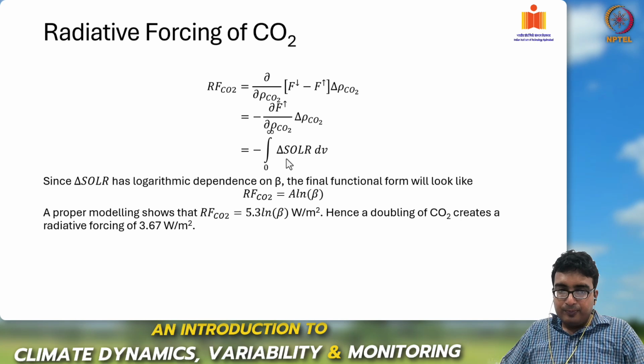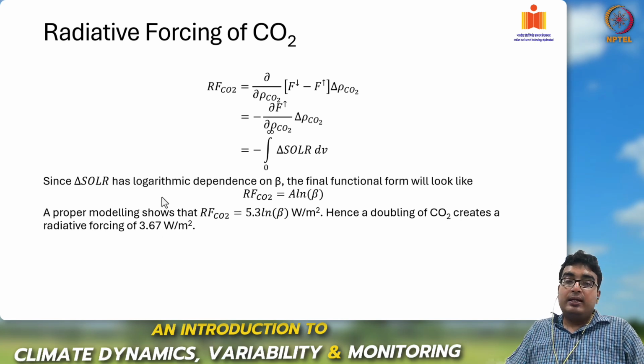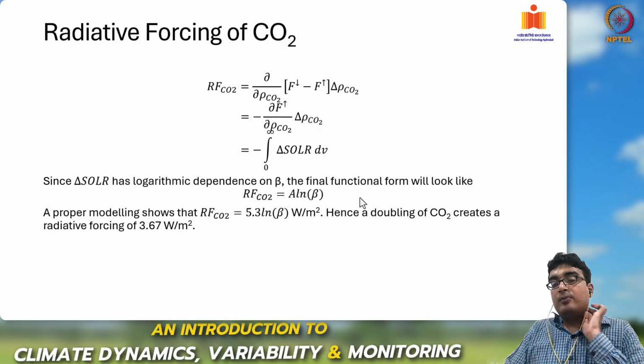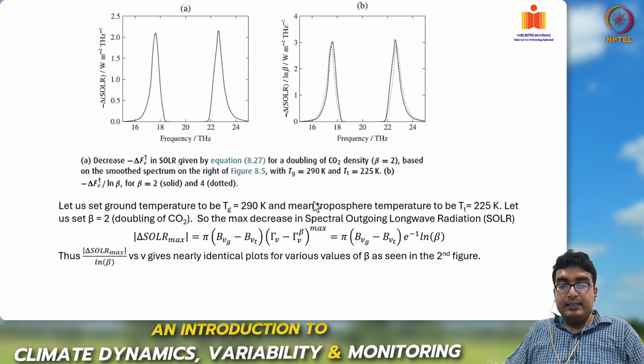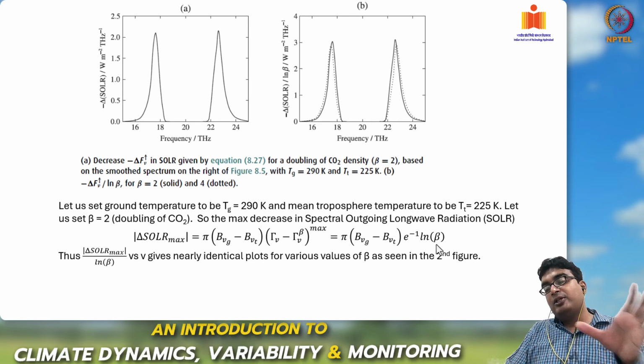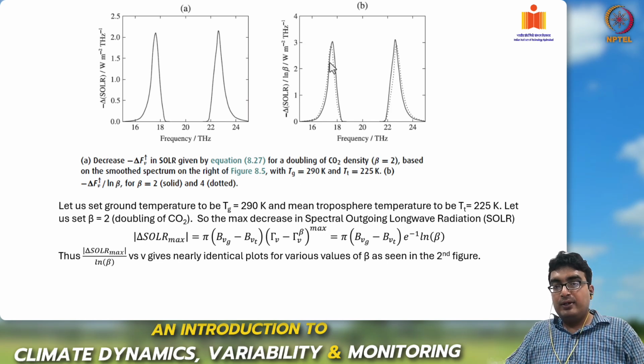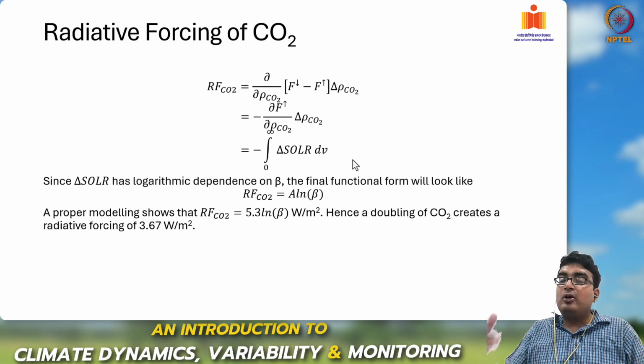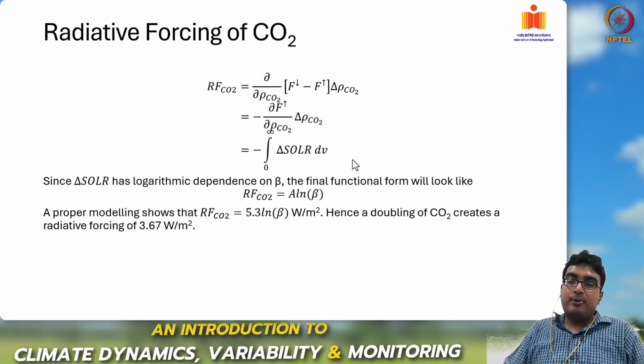The integration of the spectral outgoing long wave radiation with frequency for all the frequency band in the infrared spectrum. Since delta SOLR has logarithmic dependence on beta, the final form will look like RF CO2 equals A log beta. Remember, delta SOLR has this expression, so it's a log beta kind of an expression. Okay. The max has this expression, the actual frequency will also have a log beta expression. And integration of that will also give you a log beta type of term.